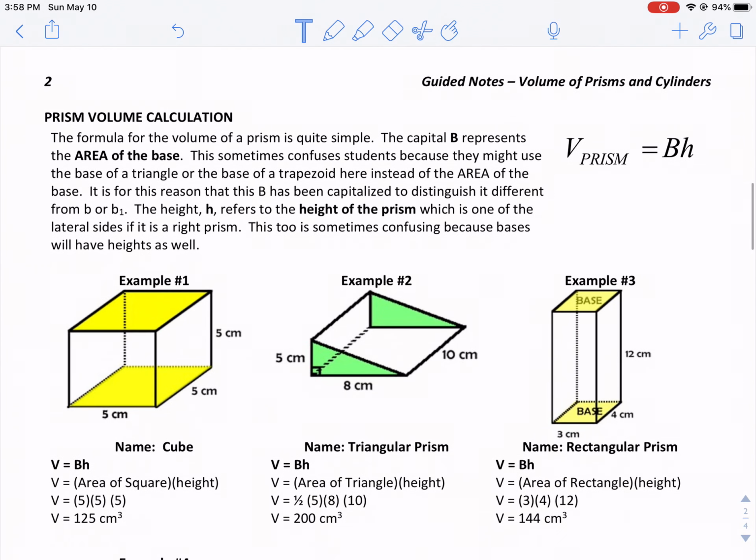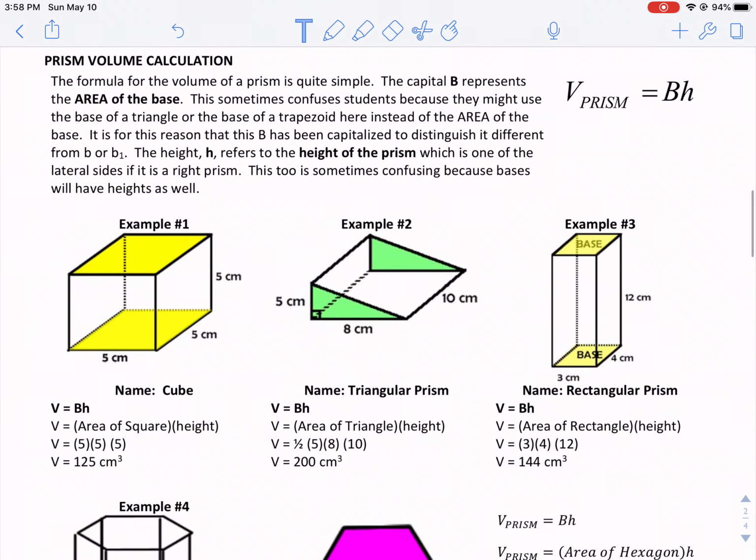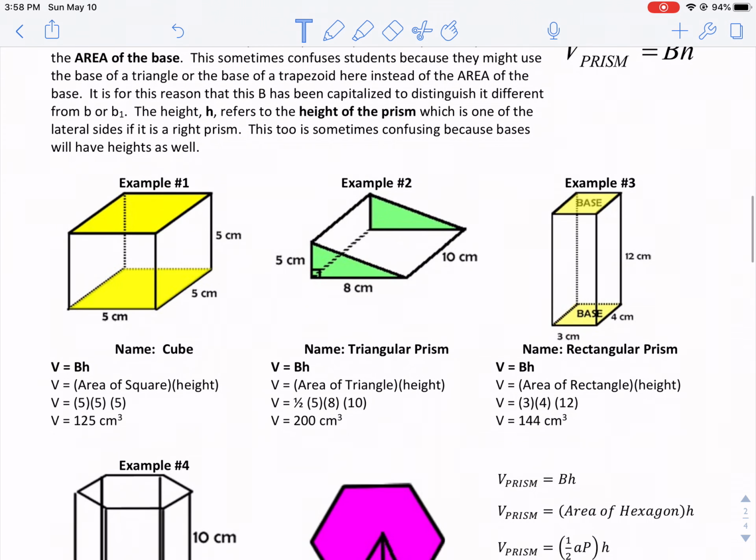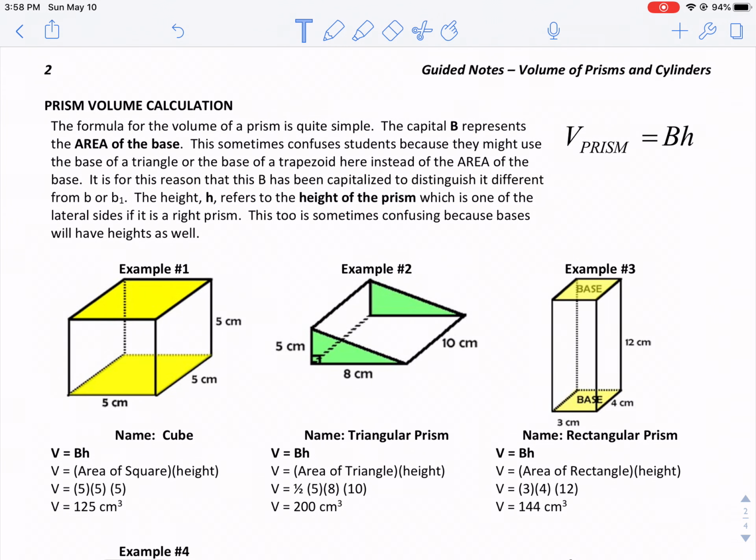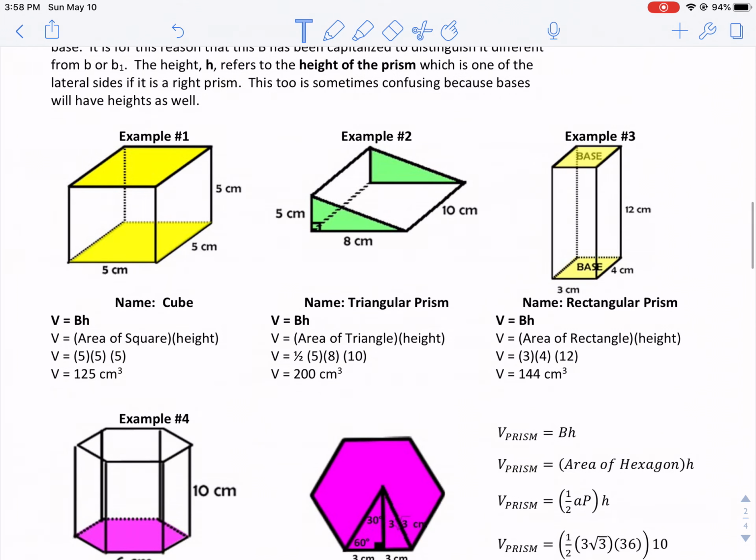Now, as we get down here, we just have a bunch of examples. This paragraph up at the top right here is kind of what I was already talking about: big B, what the base area was and what the actual height is, and how we can sometimes have two heights. And we're just going to look at a bunch of examples. This first one is a cube.